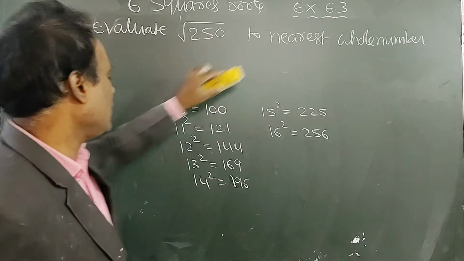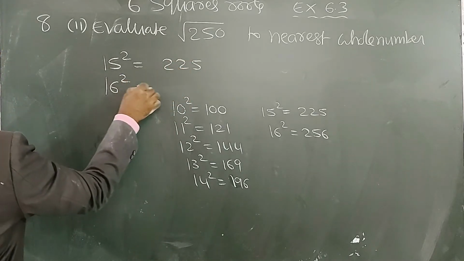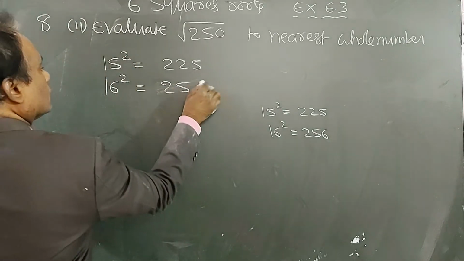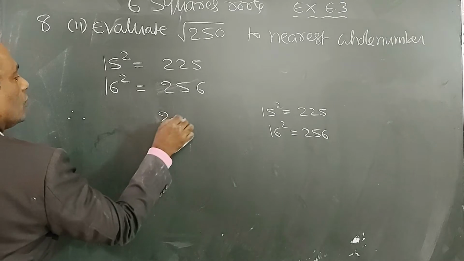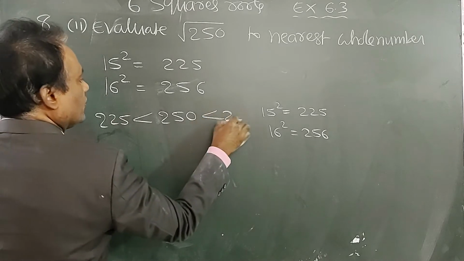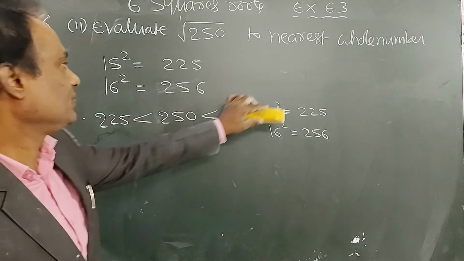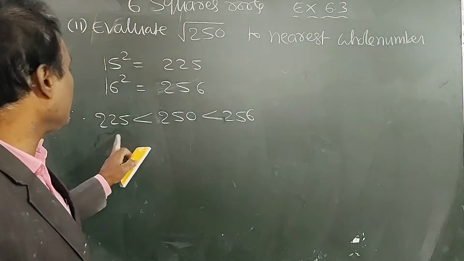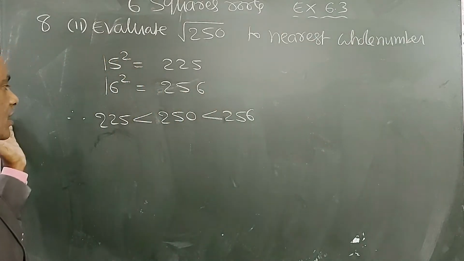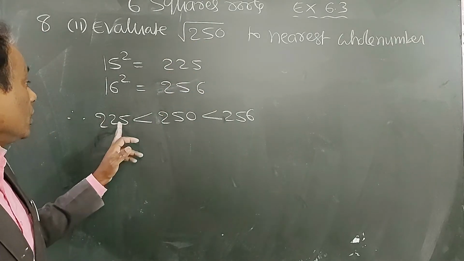So I will write in detail. See here. 15 square is 225, 16 square is 256. Therefore, this 250 lies between 225 and 256. Our given number is between these two numbers only. Don't take any other number, because 250 should lie between what, that we have to decide, and that too, they should be squares.